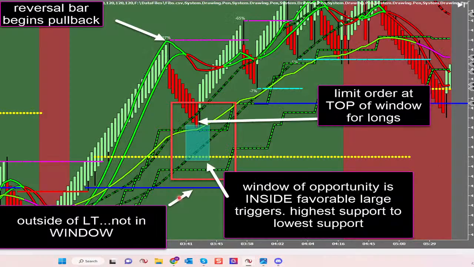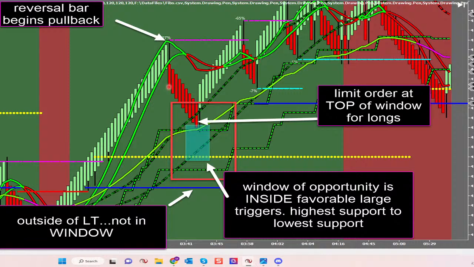So we're going to use a limit order to buy or sell a pullback at an area inside of favorable large triggers. That's the whole wordy way of saying rule number 3. So when everything says up on the large chart, the reversal bar begins the pullback. The reversal bar signals the fight. The reversal bar is not the entry for the high probability trend trade, but rather this is what sets off your process of finding your window of opportunity where the market is most likely to continue.